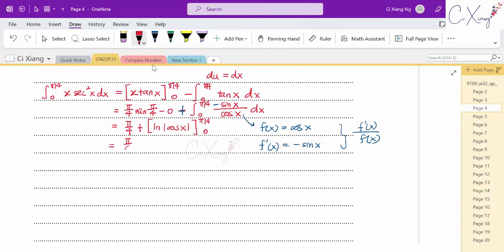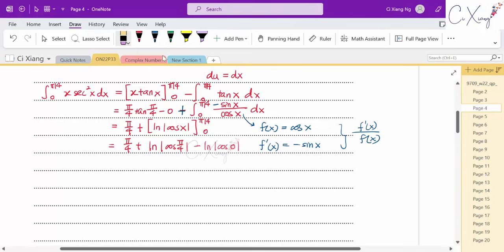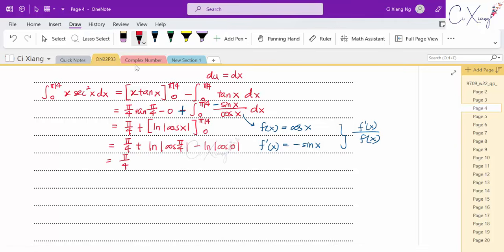Okay, next step. Try to substitute in the pi over 4. So I'm having ln cos pi over 4 minus ln cos 0. Next step again. We are now going to simplify all the terms here. So what is the value for cos pi over 4? If we simplify it, cos pi over 4 is 1 over square root 2. You can also write it as square root 2 over 2. Then the value for cos 0 is 1.